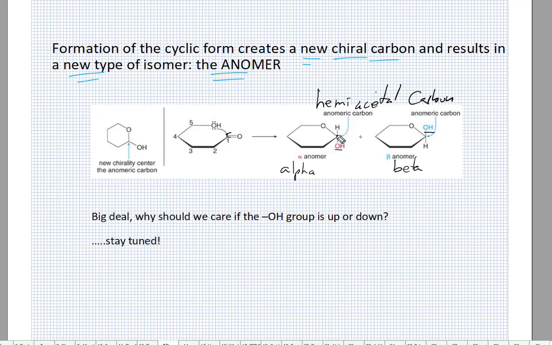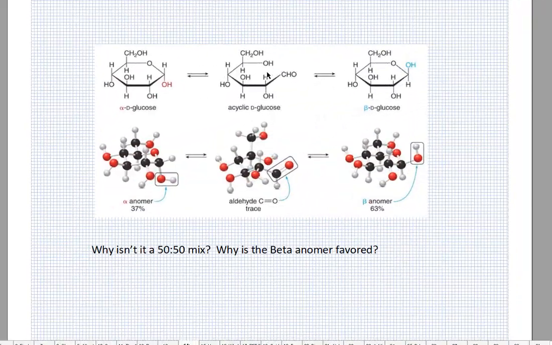This becomes really important too. So, why should we care if it's up or down? Stay tuned, that'll be important in a moment. So, focus on this structure in the center. This is glucose, D-glucose, and I won't get into the conventions here, but remember, this would be carbon number 1.